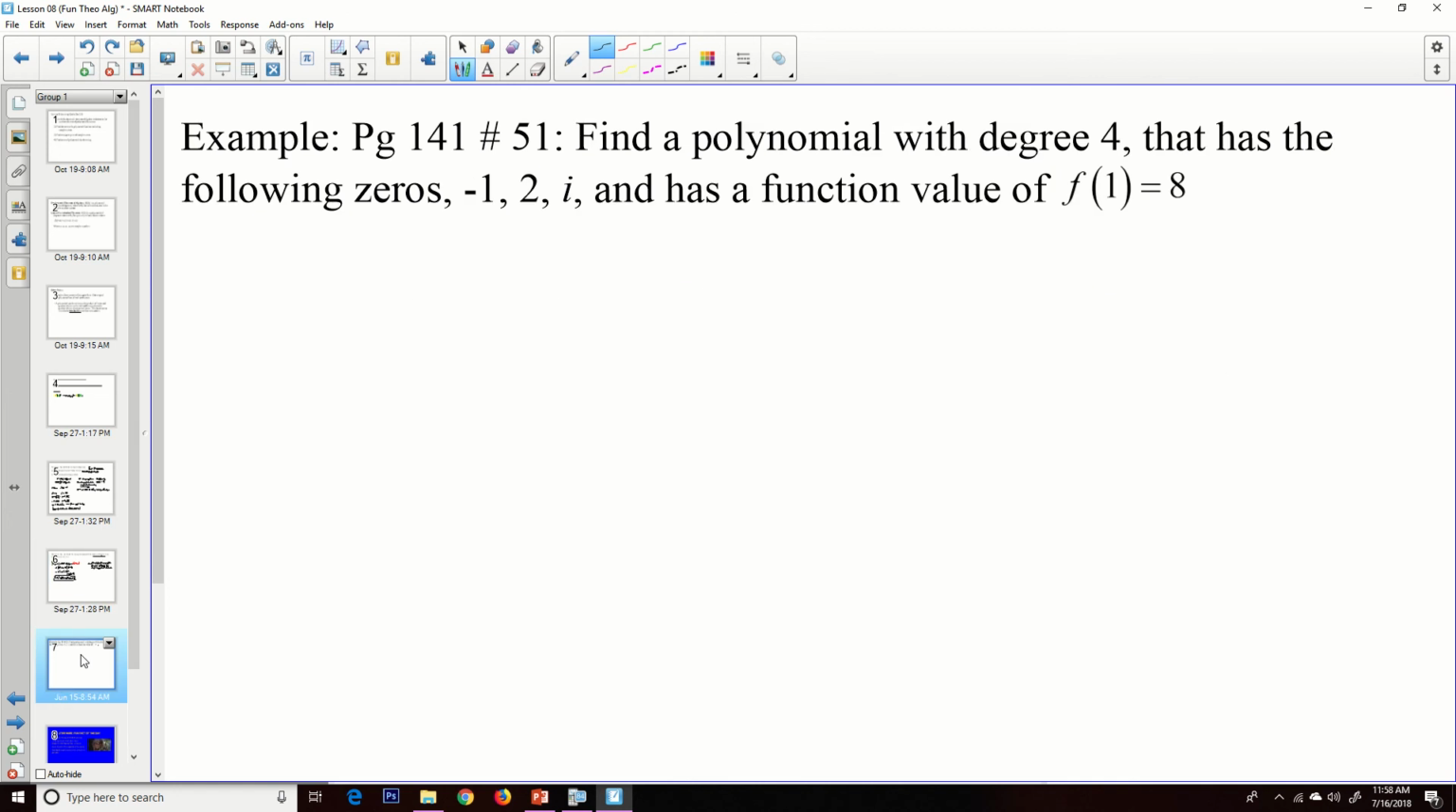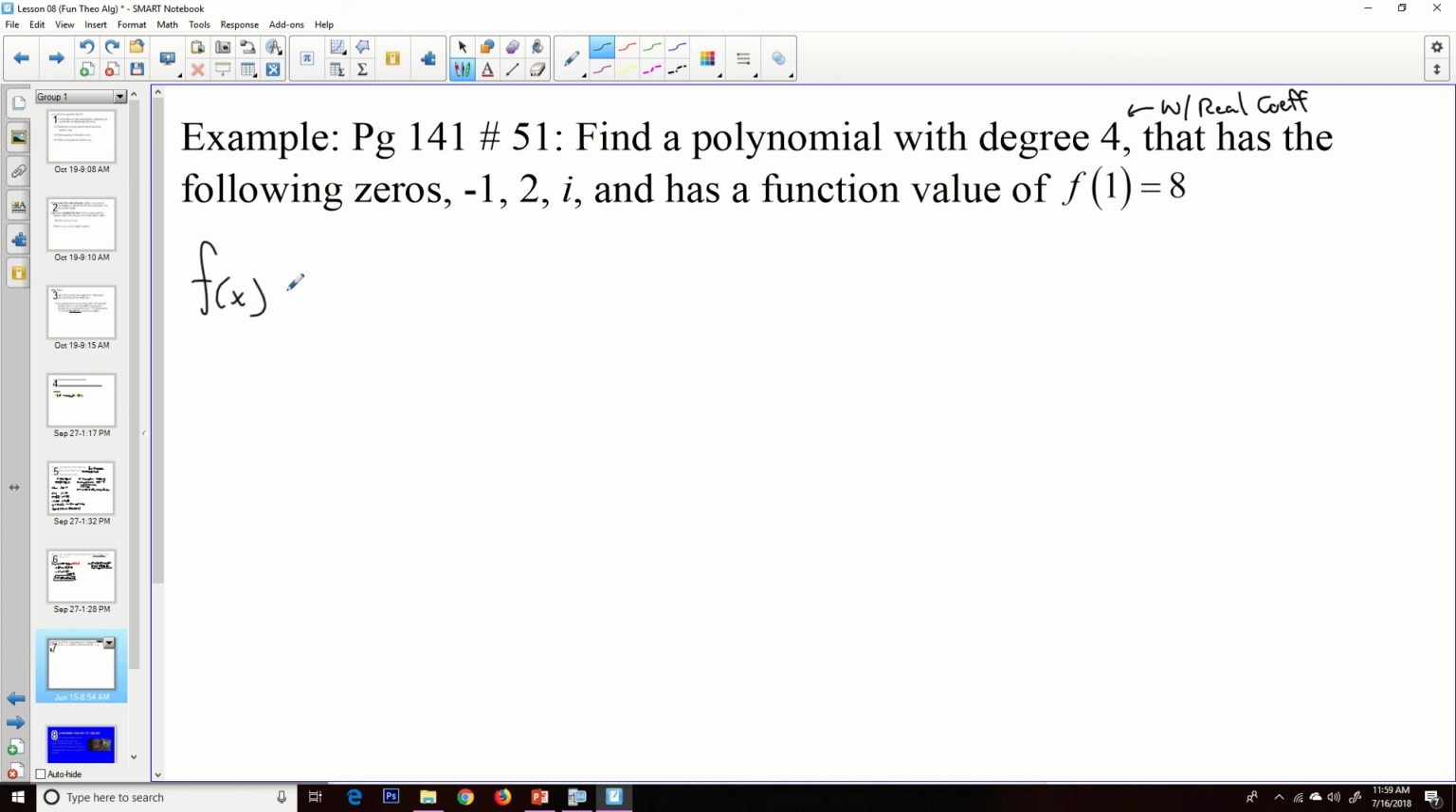All right, last one is similar to that one. It says find a polynomial with degree 4 that has the following zeros, -1, 2, and i, and has a function value of... I think I need to, just let me check here real quick. I think I need to add real coefficients here. A polynomial of degree 4, and we need to have real coefficients. I might change it before I post it to the internet, so yours might be a little different. With the following zeros, so let's make our list of factors.